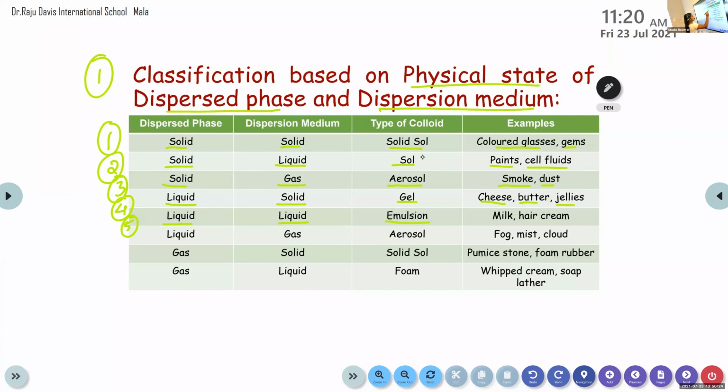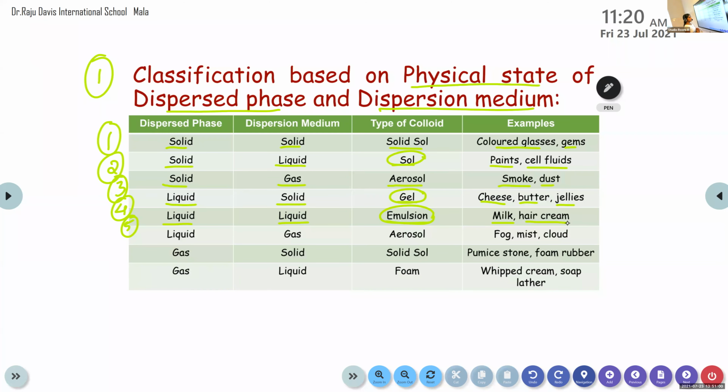This sol, gel and emulsion, these three are very important. And in this chapter, we will discuss more details about sol and emulsion. An example for this emulsion is milk. Milk belongs to this category, emulsion. We learned milk as an example for colloid in the beginning, right? So milk belongs to the category of emulsion depending upon the physical state of dispersed phase and dispersion medium. Milk, then hair cream is also an example for this emulsion.